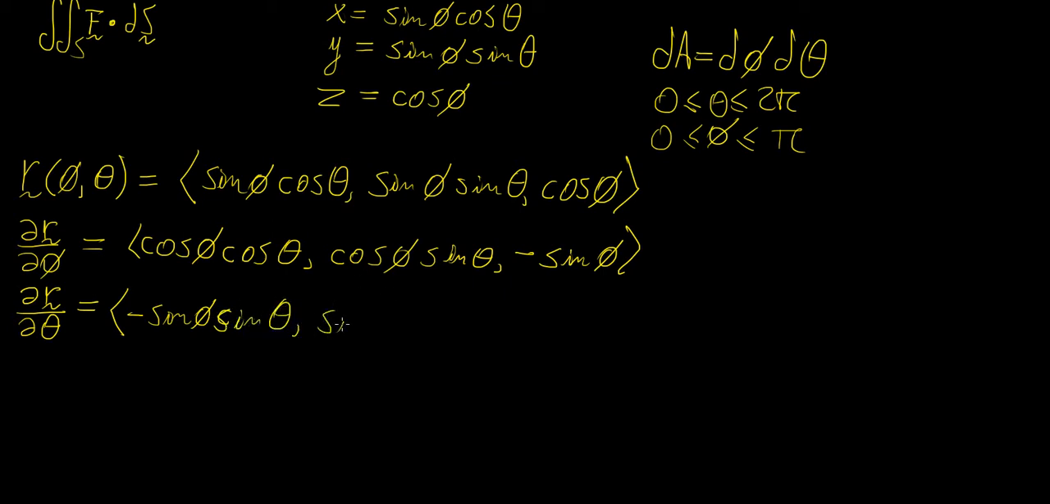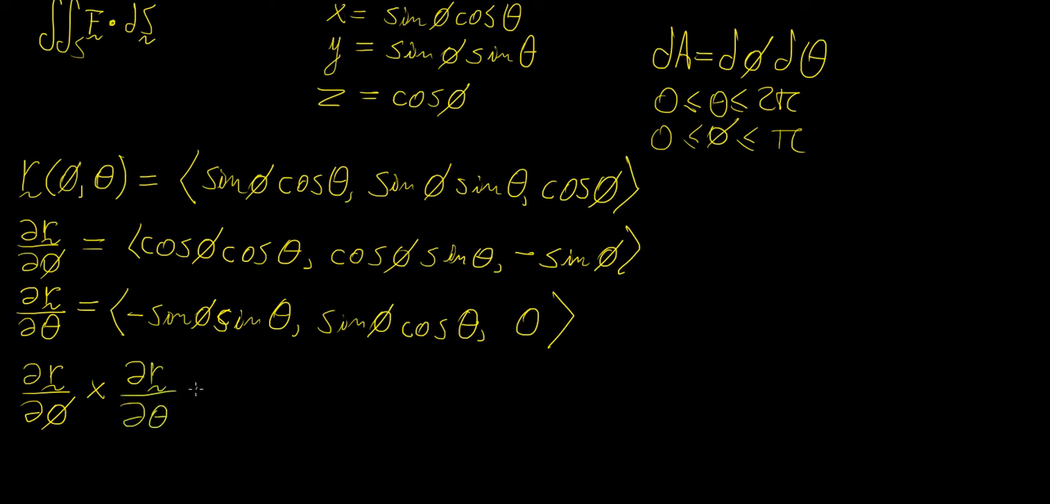This one is sine phi cosine theta, and then 0. And now we want to take the cross product of those two quantities, so we're going to have this cross with that. So let's see what we get. We know this is going to be a vector.